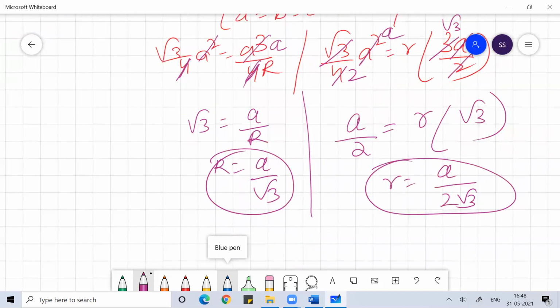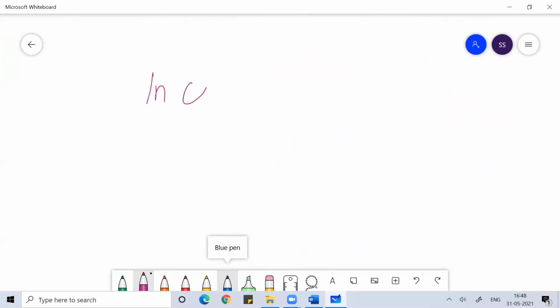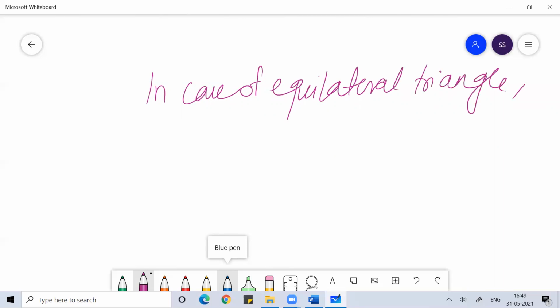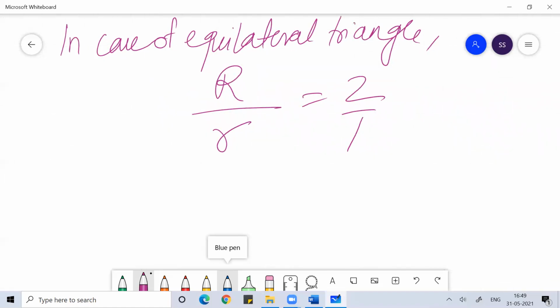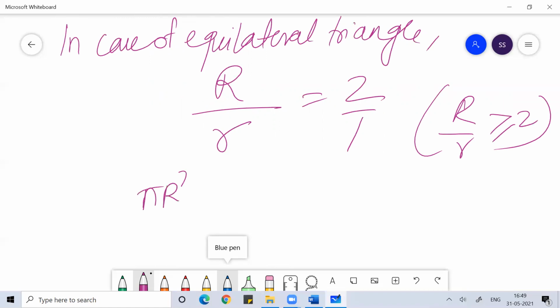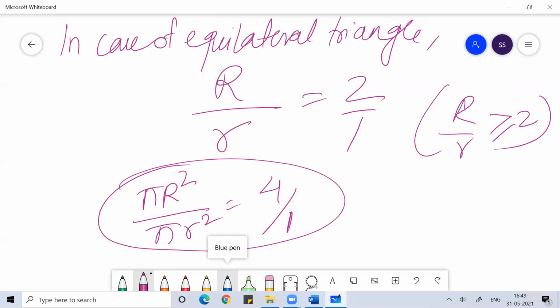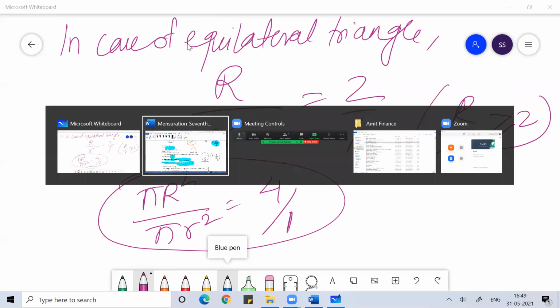So remember this very important theorem. In case of an equilateral triangle, the ratio of circumradius by inradius is 2:1. Very important, never forget this. Generally, capital R by small r is greater than or equal to 2, which has been proved another way, but for an equilateral triangle it becomes equal to 2. And if I talk in terms of the ratio of area, pi capital R square by pi small r square will automatically be 4:1. So the ratio of the area of the circumcircle to the area of the incircle in an equilateral triangle is 4:1. Understood? So remember this.